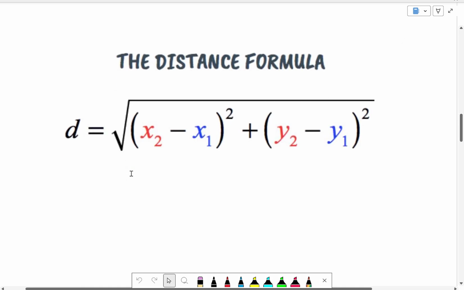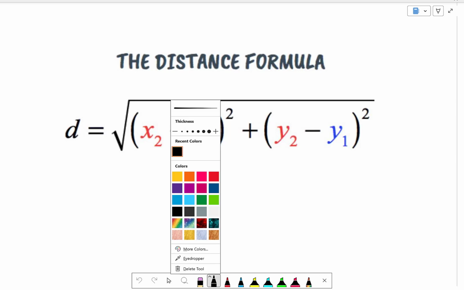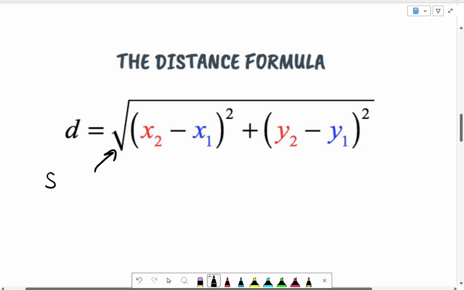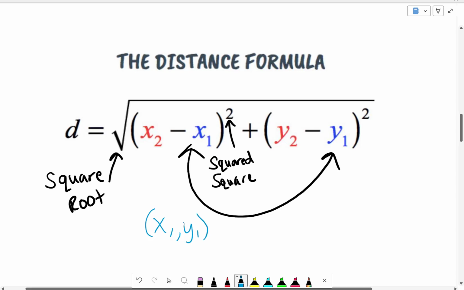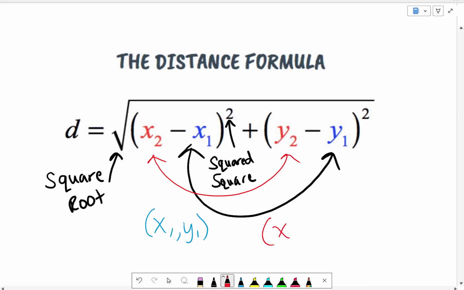So here's the distance formula. We have this sign right here, which is called a square root. Okay, we have the small 2, which is an exponent, which is called squared or square. And then we have these two blue points, which create our first point, x1, y1. And then we have the two red ones, which create our other point, x2, y2.